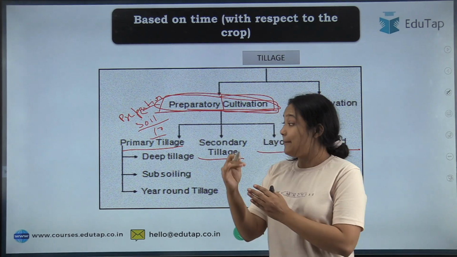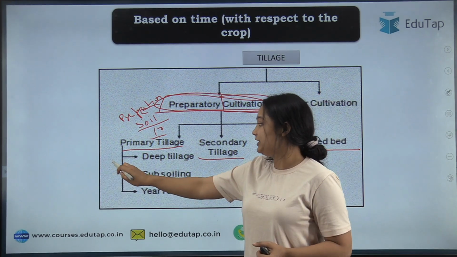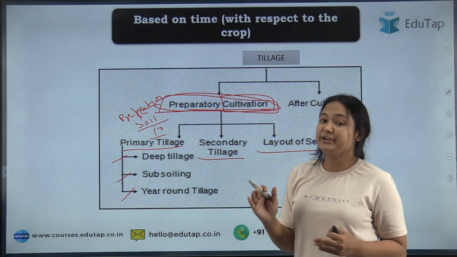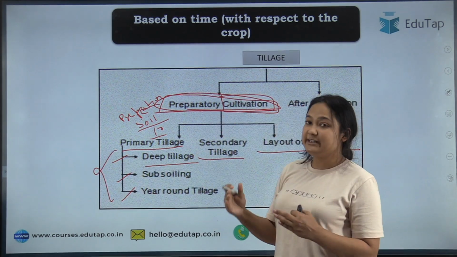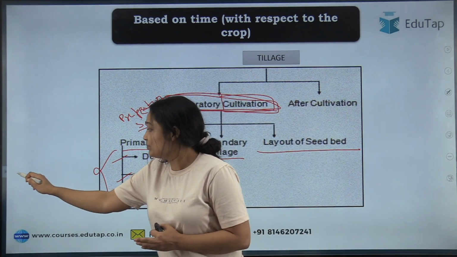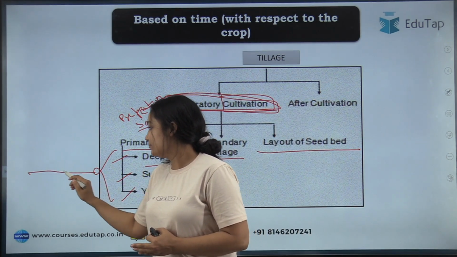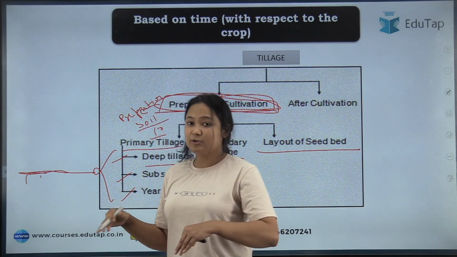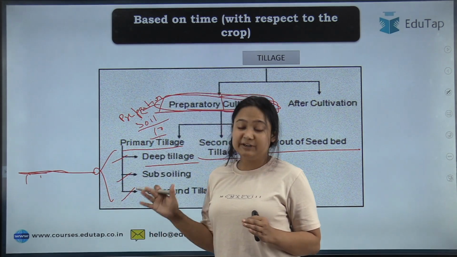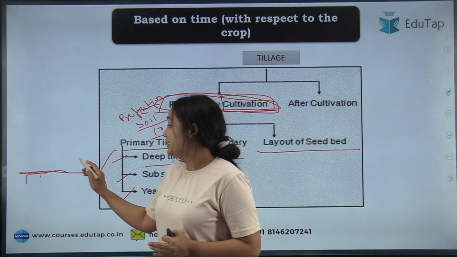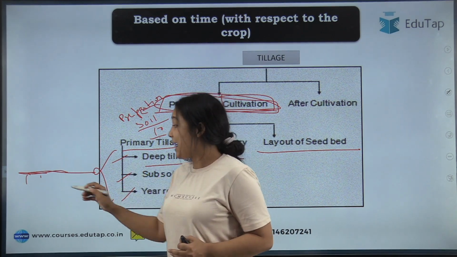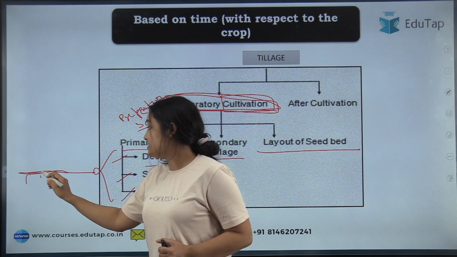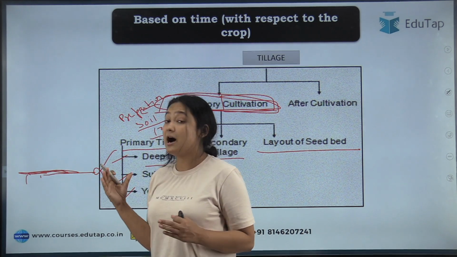Primary means number one, so primary tillage happens first. It can be of three types: deep tillage, subsoiling, and rounded tillage. We will discuss these now. Talking about deep tillage, as the name suggests, suppose you grow a particular crop in your field. What happens after you have harvested it and left the field? The surface of your field will become hard.